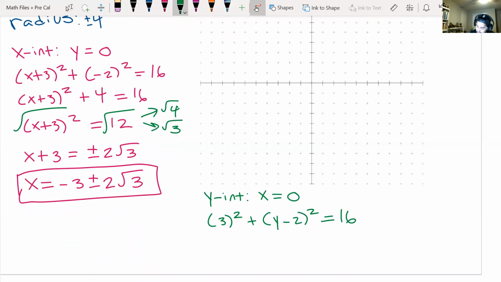Then you'll get 9 plus y minus 2 squared equal to 16. Move the 9 over. Y minus 2 squared equals 7. And once again, square root both sides.